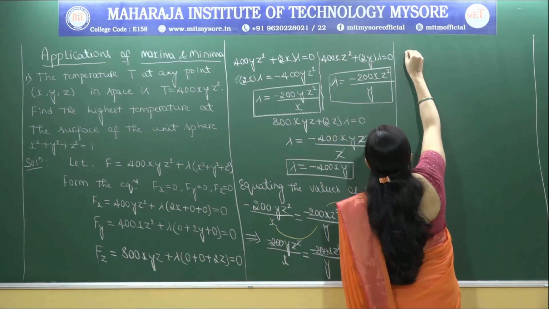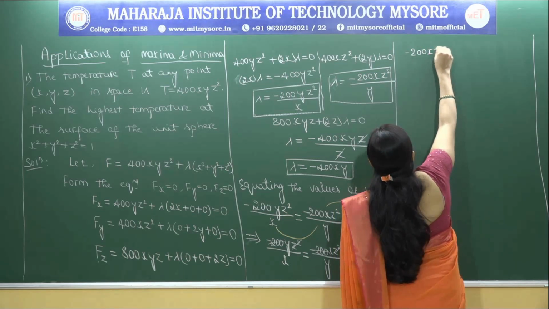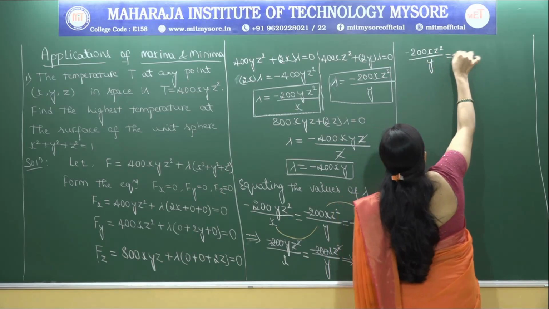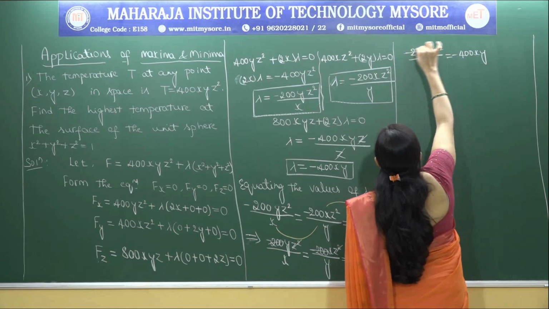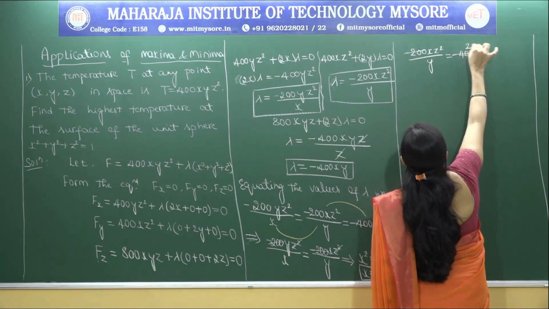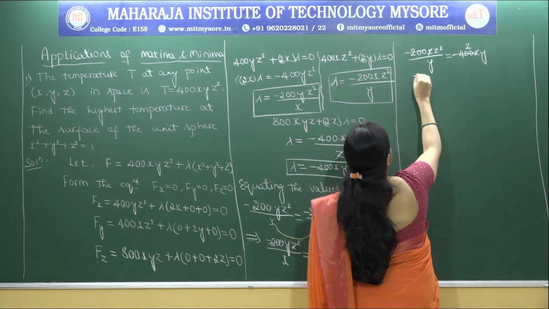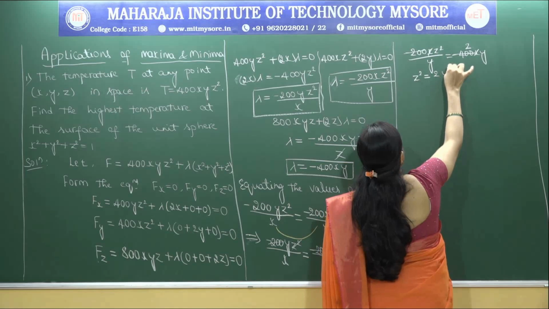Similarly, equate the second and the last term: minus 200xz squared divided by y equals minus 400xy. Then cancel this 2 times and x also gets cancelled. You will get z squared equals 2 times y squared.